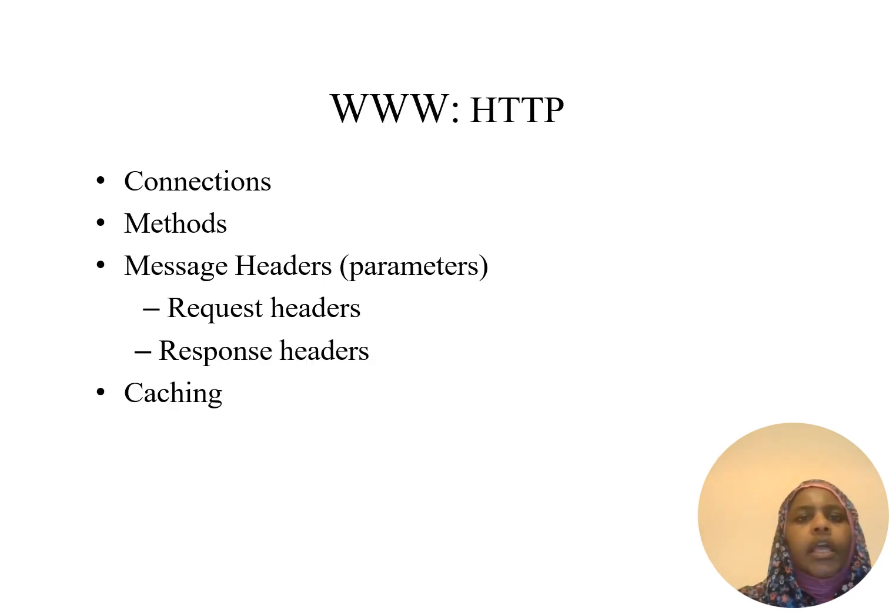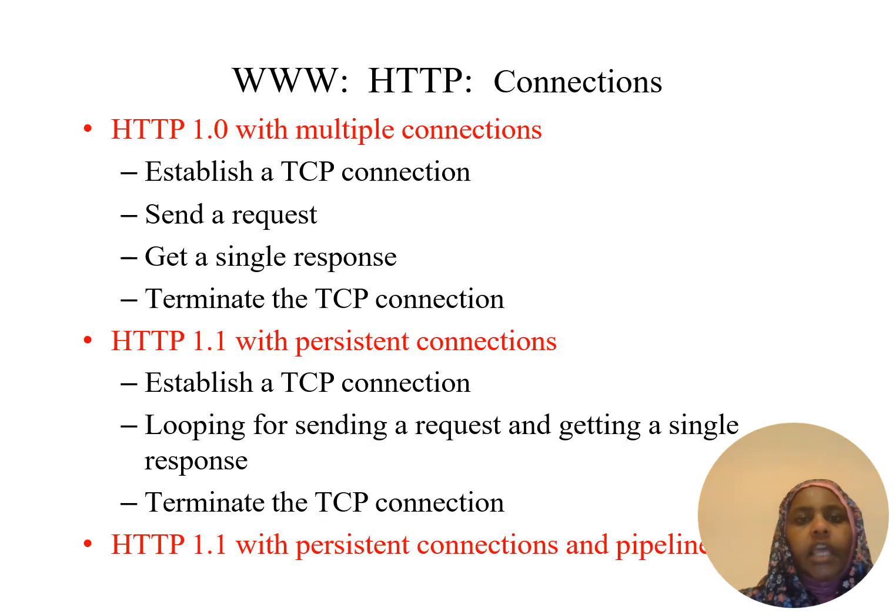HTTP connections, methods, message headers, and caching are to be discussed. HTTP has three types of connections. Version 1.0 has multiple connections, where it establishes a TCP connection for each part of the page it's requesting, sending a request, getting a single response, and terminating the TCP connection.